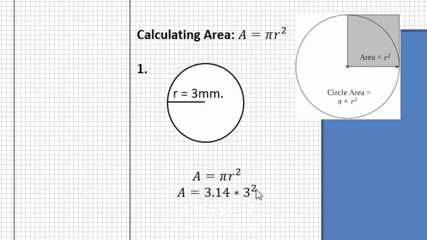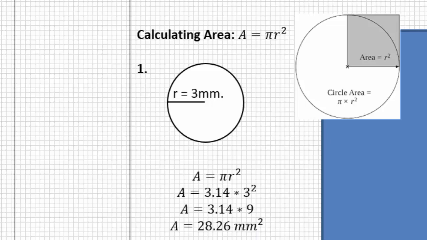Now, to begin our calculations, we have to follow PEMDAS. So that means we have to take 3 squared before we can multiply it by pi, which leaves us with the area being equal to 3.14 times 9. In completing the calculation, we find that the area is equal to 28.26 millimeters squared.